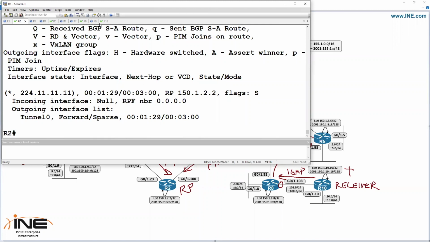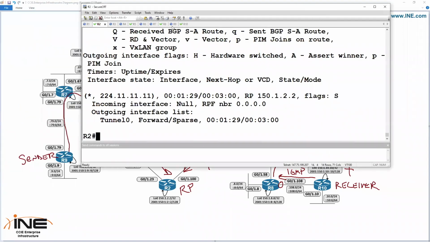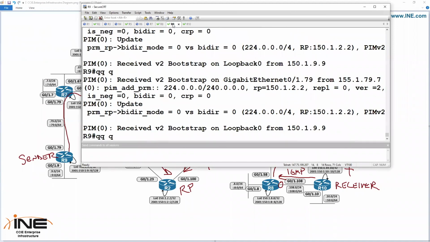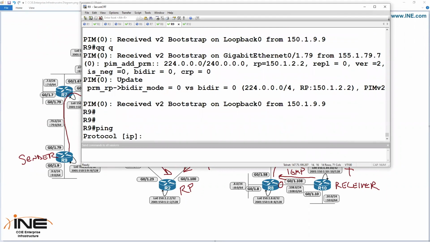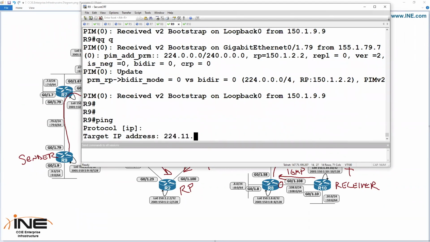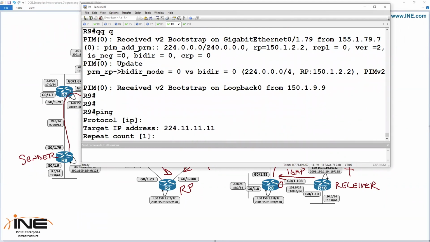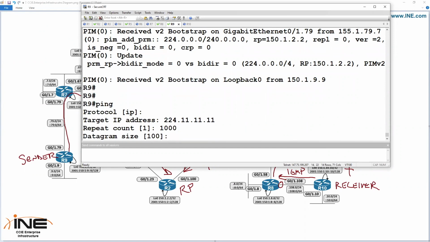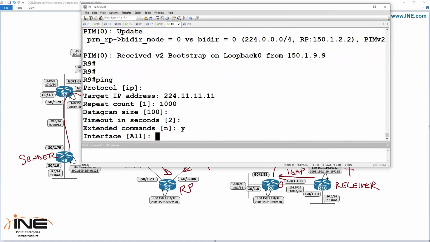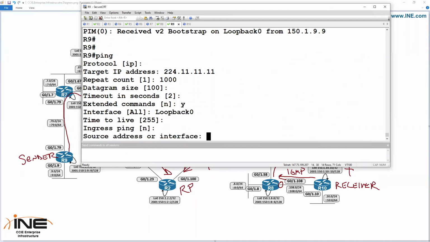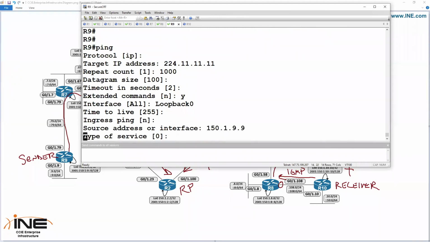Okay, so let's go over to router 9, and we're now going to send traffic to this particular group. So we're going to do an extended ping, 224.11.11.11. Repeat count, we'll say 1,000 packets. Extended commands, yes. Interface is loopback 0. And the source is 150.1.9.9, which is the loopback interface.